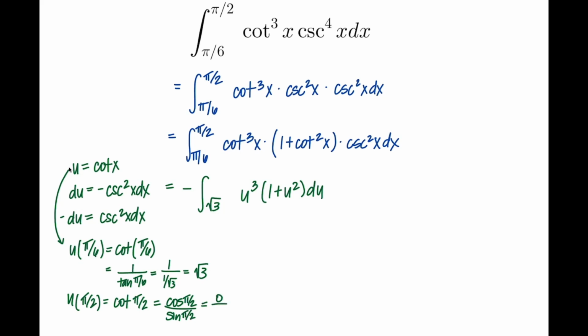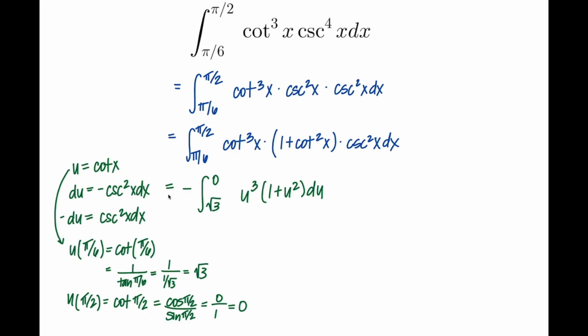Cosine of pi over 2 is 0. Sine of pi over 2 is 1. So we just get 0. So we have radical 3 to 0. Well, we want to be able to switch these so that the lower limit of integration is on the bottom, and that's going to be nice because then it will make this negative a positive.